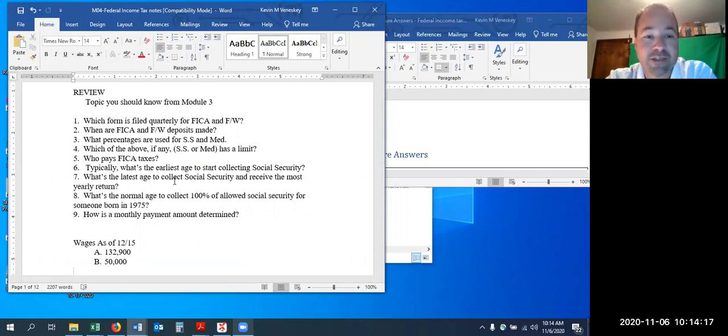All right, so which form is filed quarterly for FICA and for federal withholdings? Well, we looked at that. That was our Form 941.